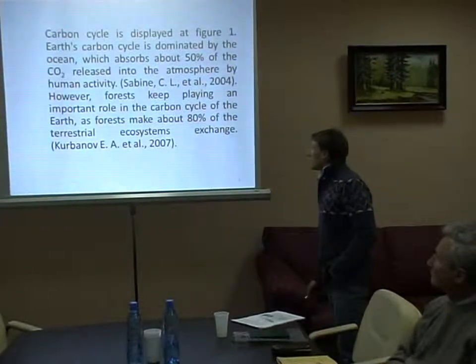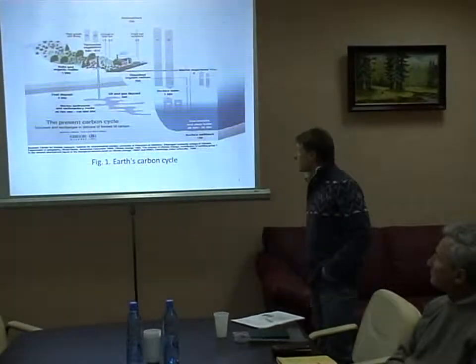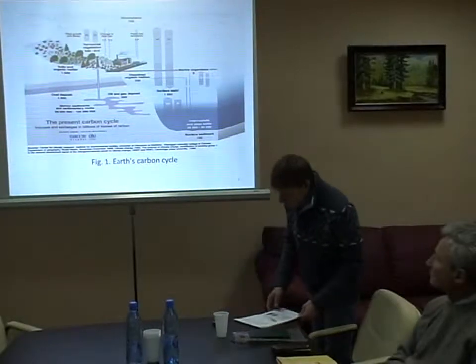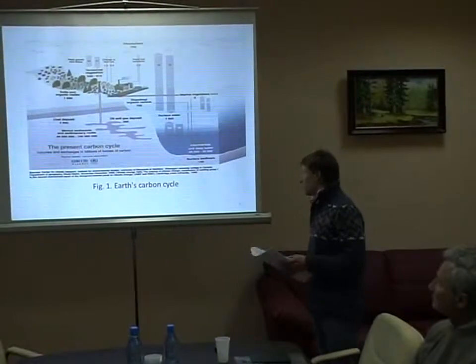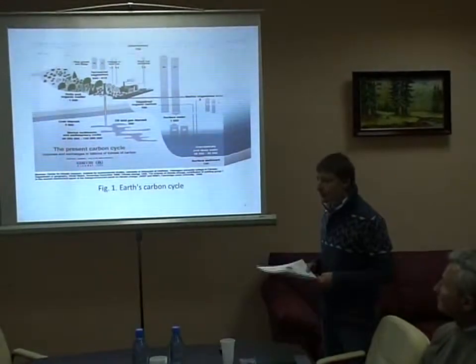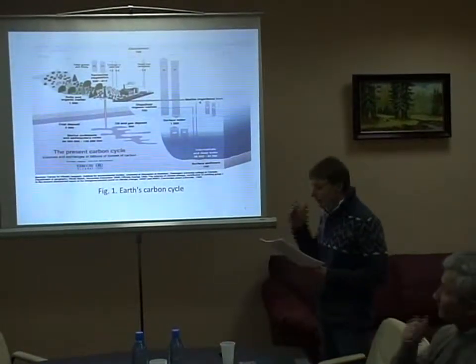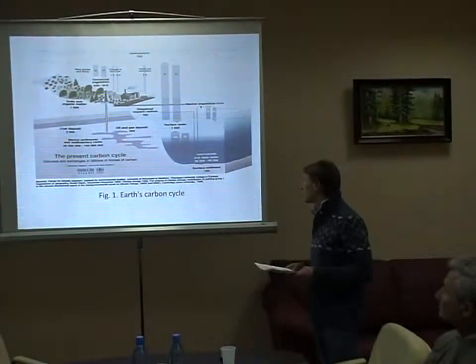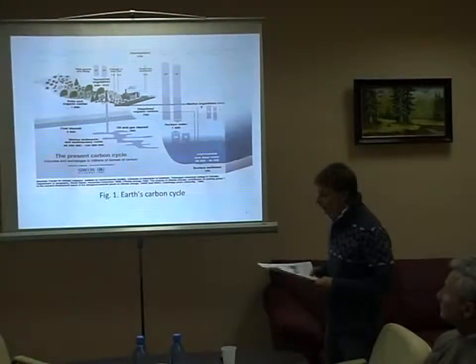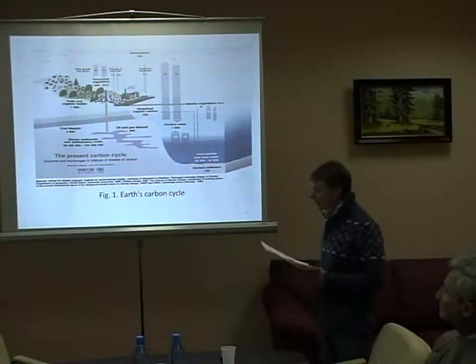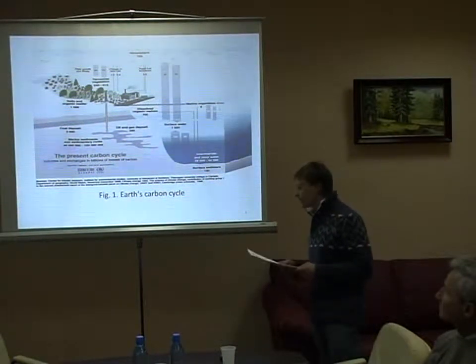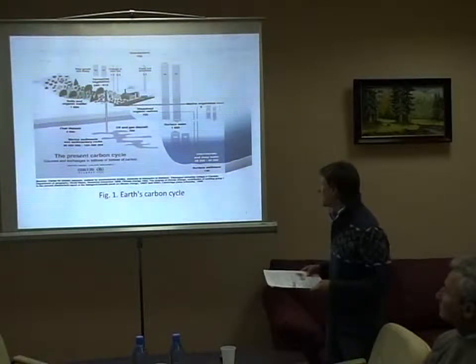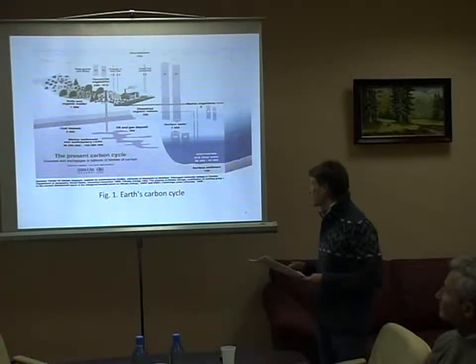The full carbon cycle is displayed on figure 1. Earth's carbon cycle is dominated by the ocean, which absorbs about 50% of the total carbon released into the atmosphere by human activity. But forests keep playing an important role in the carbon cycle of the Earth, as they make up about 80% of the terrestrial ecosystem exchange.